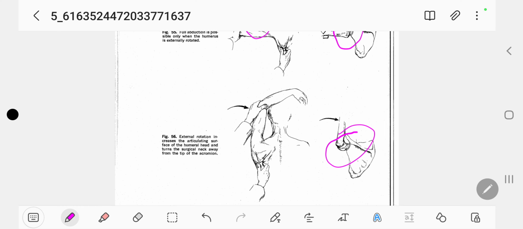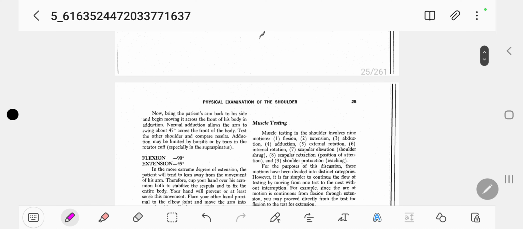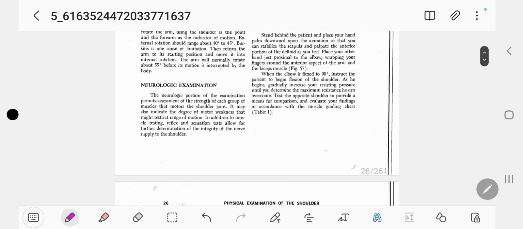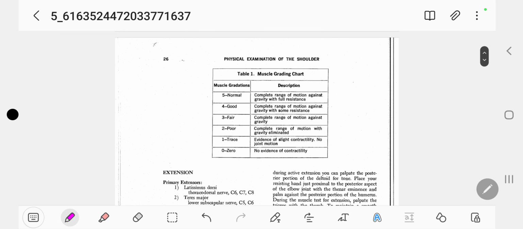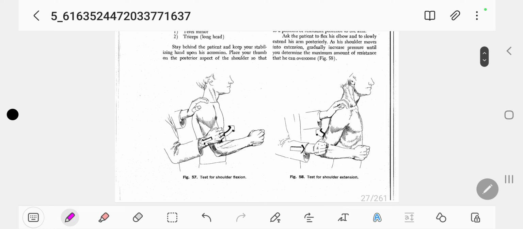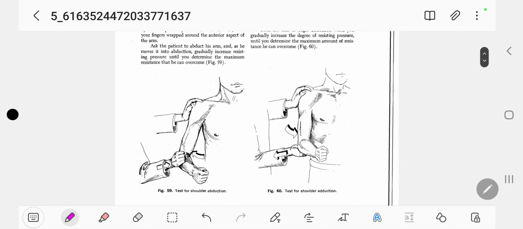Muscle testing is done in the form of group flexion, extension, internal rotation, external rotation, and abduction and adduction. Neurological examination is done. Manual muscle testing is graded from 0 to 5. First is extension, that is the primary extensor, and the secondary extensors. This is the test for shoulder flexion, test for shoulder extension. Now for abduction and adduction, these are the tests for shoulder abduction, test for shoulder adduction.